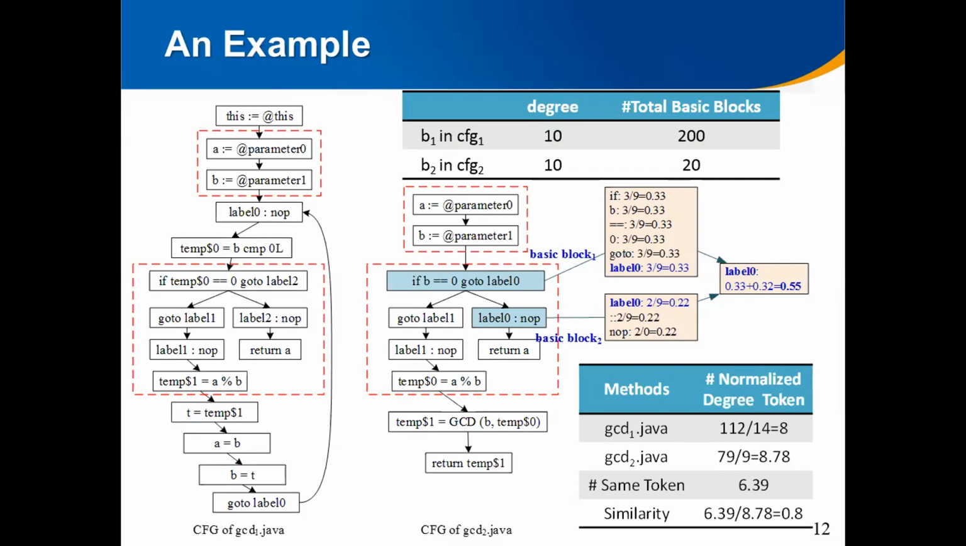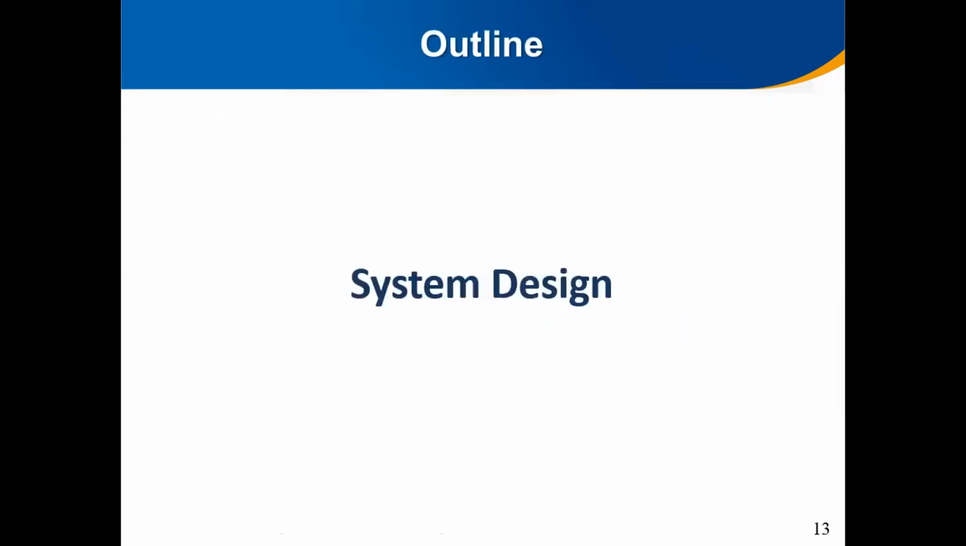In other words, transforming a graph representation into tokens with normalized degree may be a great candidate for handling semantic clones. Based on the observation, we propose our approach, SCDetector.